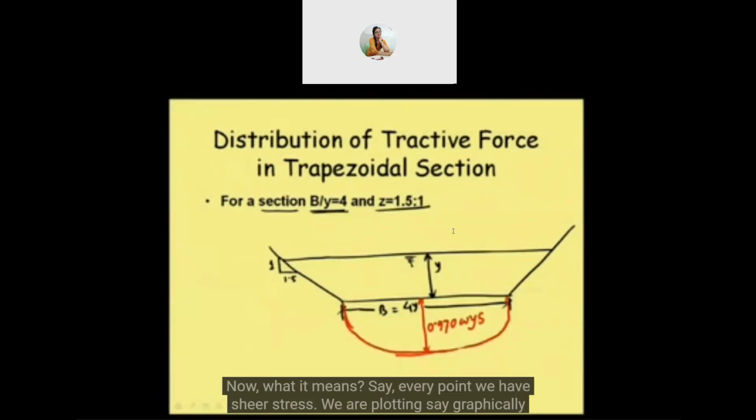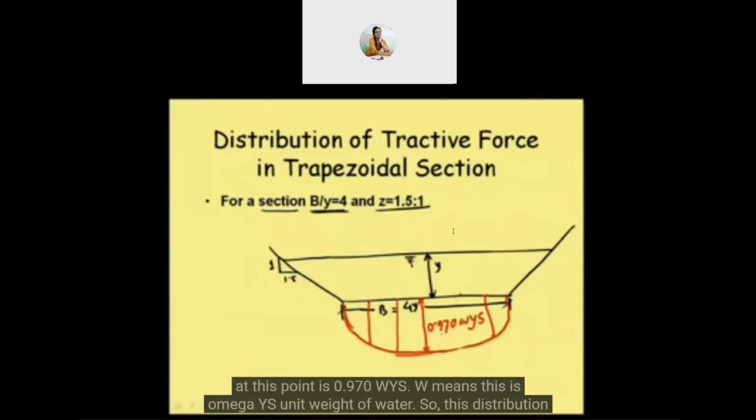WYS. Now what it means is that at every point we have shear stress. We are plotting the shear stress graphically. Whatever shear stress value we are getting, we are plotting it, and then finally we are getting the graph. This is nothing but a graph of shear stress at different points. At this point the shear stress value is this much, at this point it is this much. The maximum value we are getting at this point is 0.970 WYS, where W means omega, the unit weight of water.